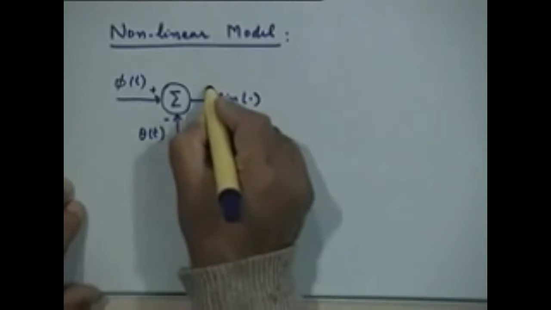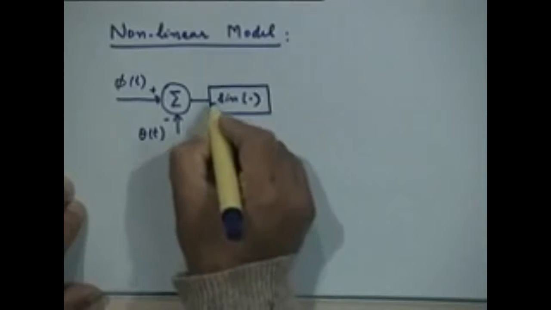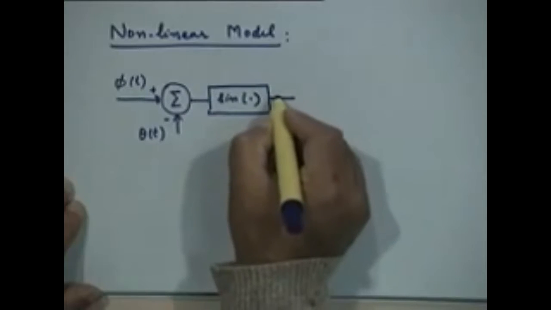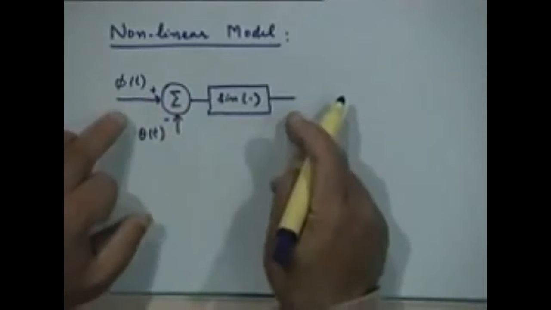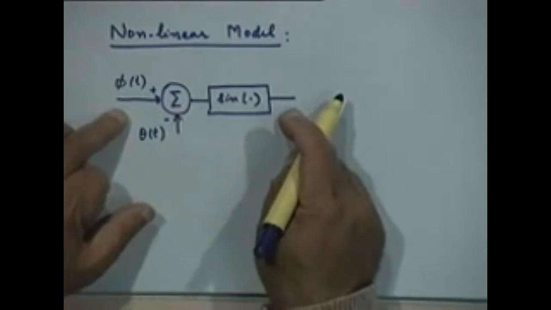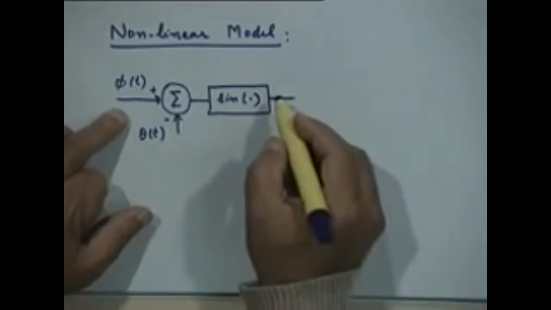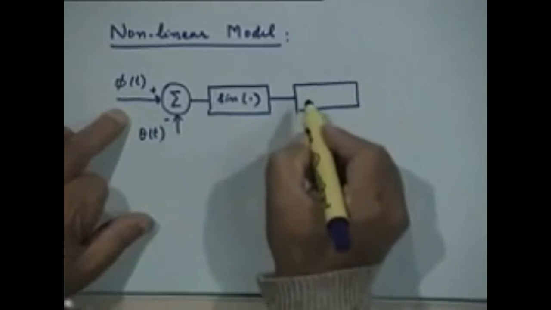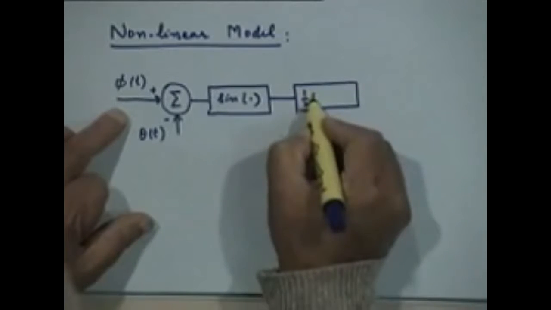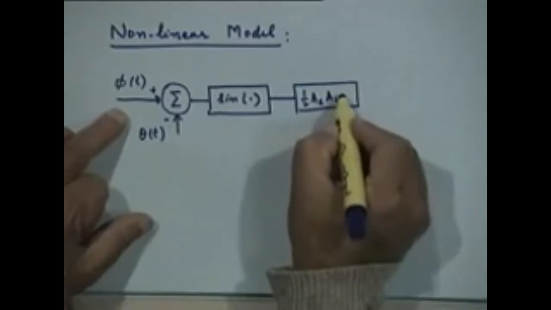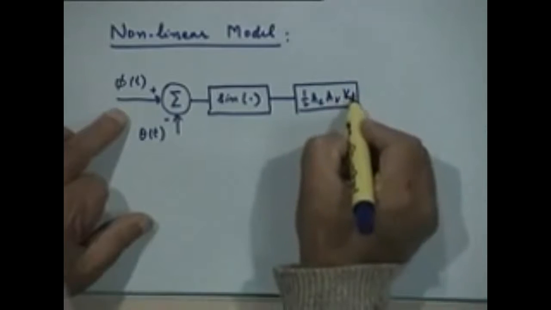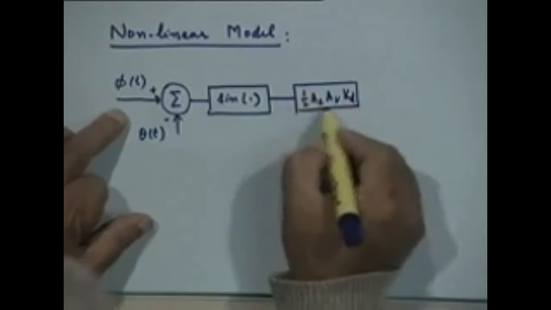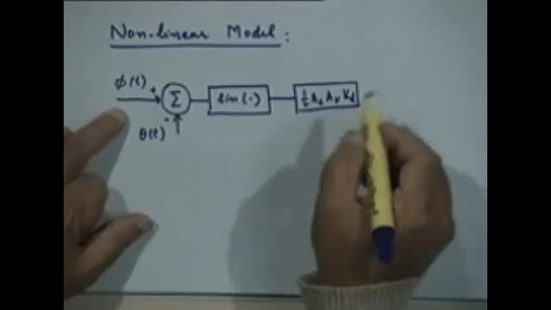So, there is a sinusoidal nonlinearity here. This would model your E sub dt. The output here will be precisely what we have described to be E sub dt, isn't it, except that there will also be a constant which is equal to half AC into AV into K sub d, right, as if there is an amplifier of this gain.